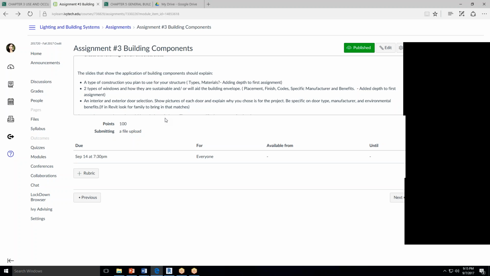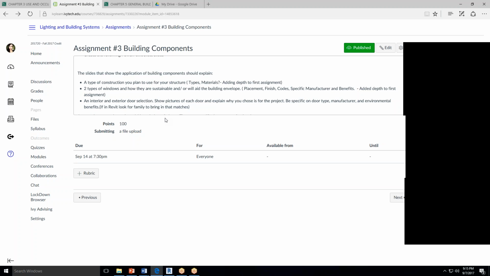There's lots of green products out there that are trying to make it to market and have been approved by good organizations but just aren't mentioned in our book. It's a year behind. So you can use new things too and wow me with that information. But mostly I'm looking for materials, and then types is above and beyond. Two types of windows and how they are sustainable and or will aid the building envelope.